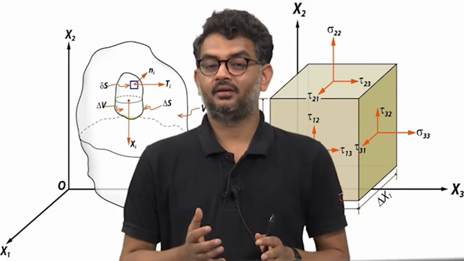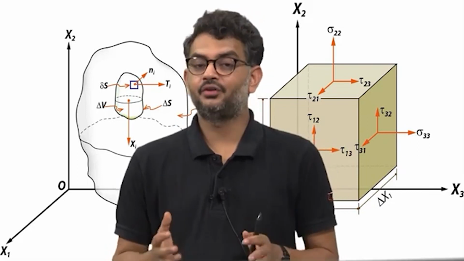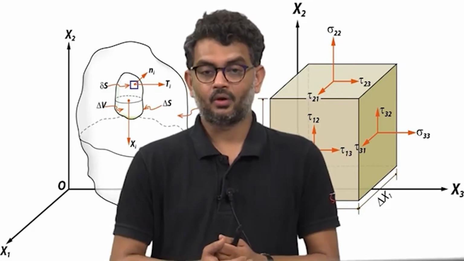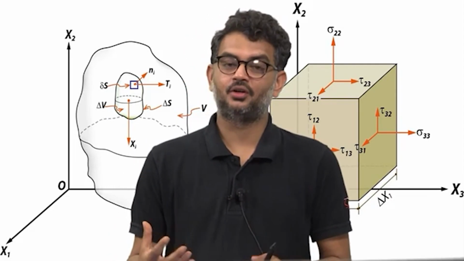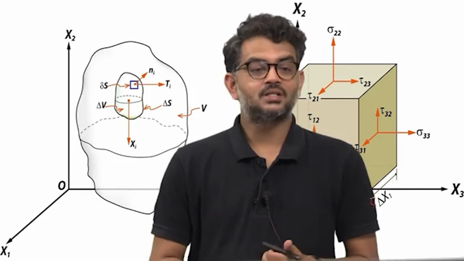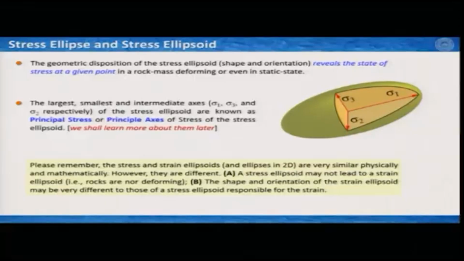Not necessarily do you have to deform a material because there is a stress; not necessarily does the rock mass have to deform. And we have just learned that the largest, smallest and intermediate axes, which define sigma 1, sigma 3 and sigma 2 respectively, of the stress ellipsoid, are known as principal stresses or principal axes of stresses of the stress ellipsoid.